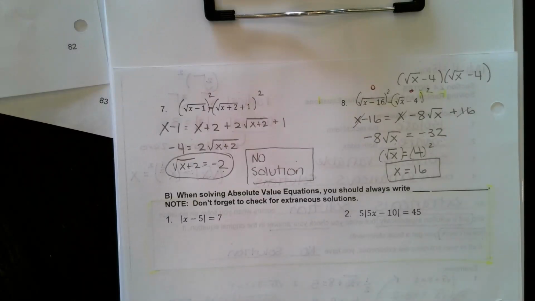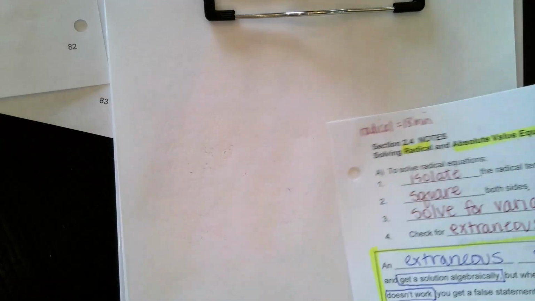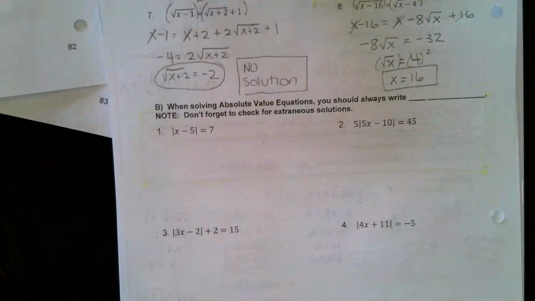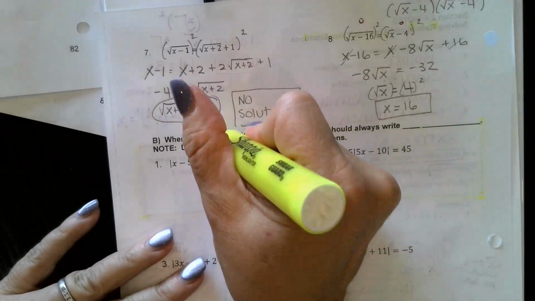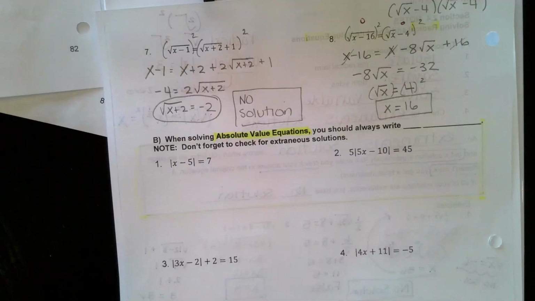All right, so this is the second part of 2.4. This is just the absolute value part. Okay, now just a little recap on this.